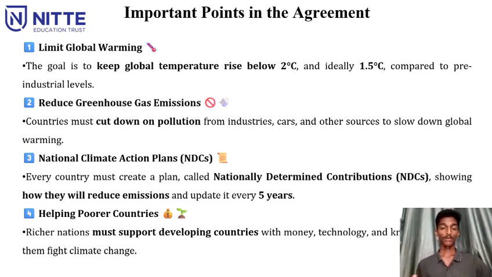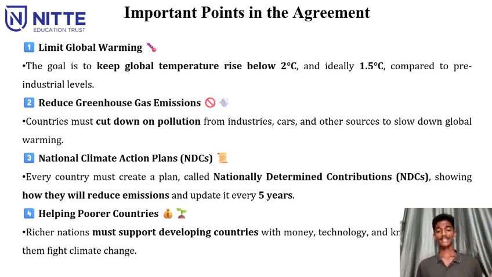If the global temperature rises more than 2 degrees Celsius, there could be many floods. We know that in Antarctica and many regions, icebergs are melting and increasing sea levels, which could cause floods and many natural disasters. So to prevent it, they are implementing many measures compared to pre-industrial levels and reducing greenhouse gas emissions.